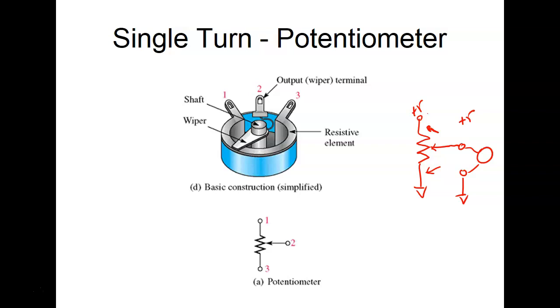Technically, we could have an infinite number of combinations, but it depends on how accurately you can turn the pot. And the more turns, the more accurate the pot will be. So we have what we call a single turn pot, and it has a limited range. We'll never get 360 degrees out of a single turn pot, right?